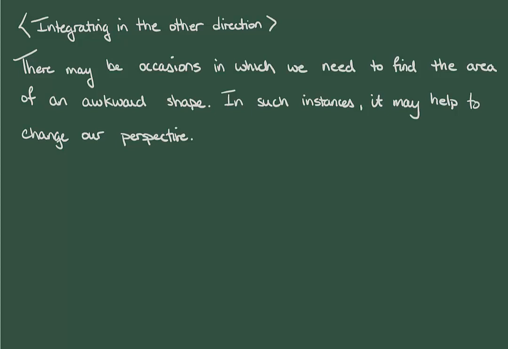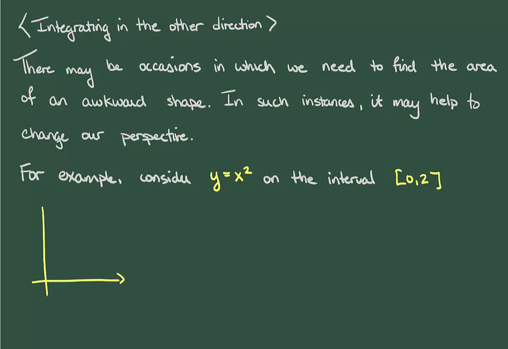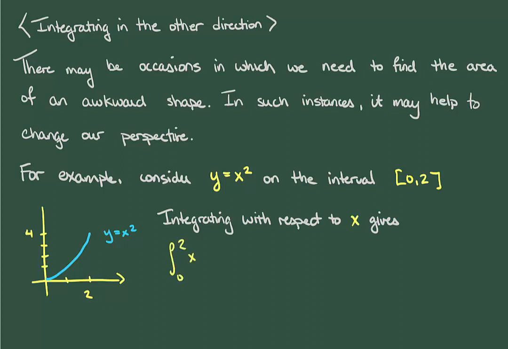You can't see me making air quotes, but I am. Let's start with something that isn't awkward though, just so that we can illustrate what it is that we'll be doing. Let's take the curve y equals x squared on the interval 0, 2. I'll throw up a graph of this quickly so that we can see our areas at work. If we compute the integral of this curve with respect to x, we can apply our usual techniques, arriving at an answer of 8/3. This is our usual area under the graph of f.